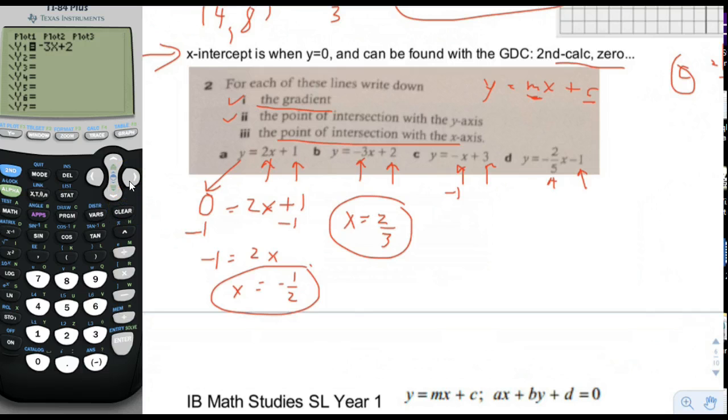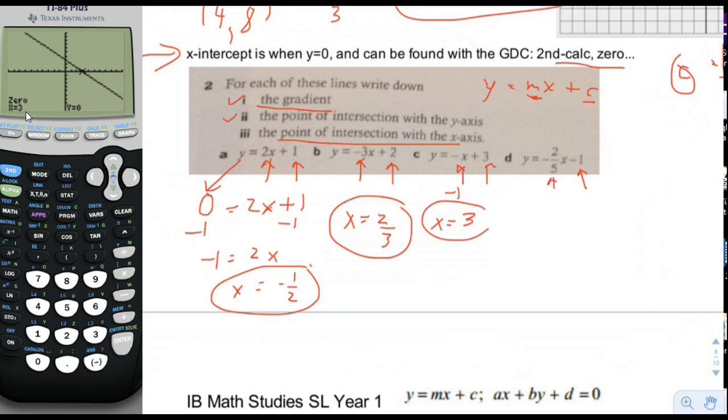Okay, so instead of negative 3x plus 2, it's negative x plus 3. So negative x plus 3 graph, and then we're going to see when it crosses the x-axis. So we go second calc 0, left bound here, then we go a little bit to the right, right bound, guess, okay, 3 comma 0. So x is equal to 3.